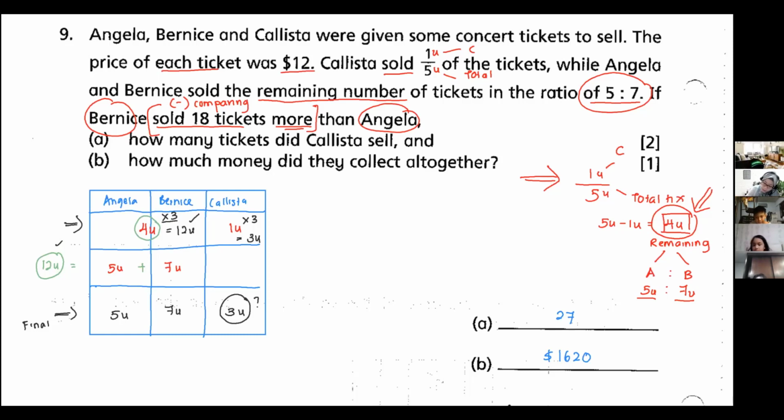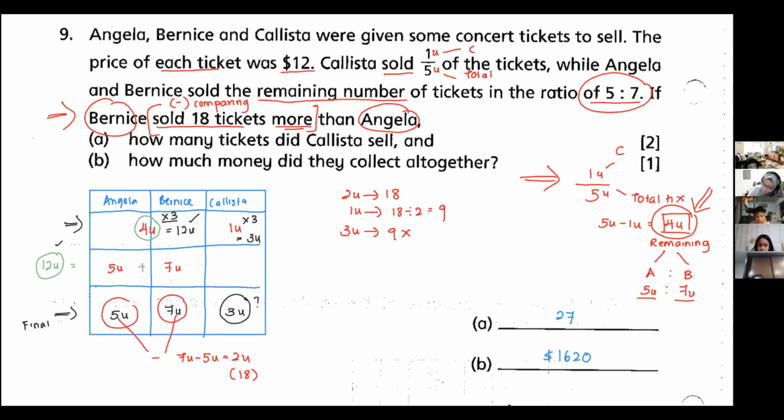However, remember I said that we need to compare between Bernice and Angela from this statement. Between Bernice and Angela, we compare, we minus. So we know that 7 units minus 5 units is 2 units. This 2 units is actually my 18. 2 units is 18. 1 unit is 18 divided by 2. I get 9. I want to find Callista's 3 units. 3 units is 9 times 3. I get 27. This is my answer for part A.